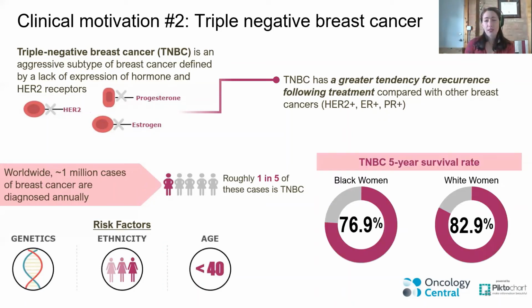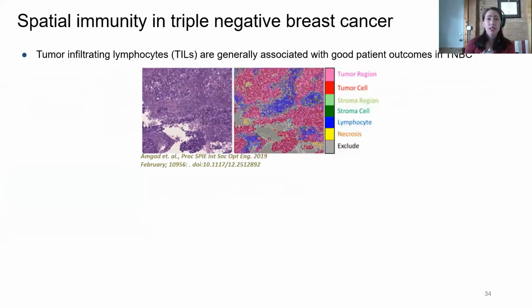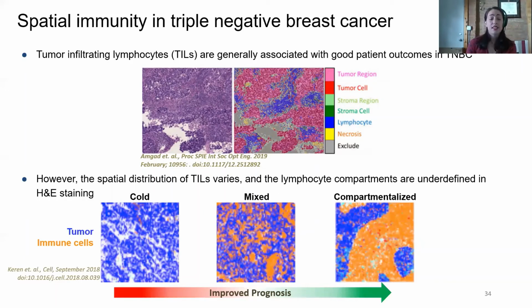Additionally, after we correct for this prevalence issue, Black women still have a lower 5-year survival rate than their white counterparts. So we want to investigate TNBC a little bit more, and specifically the tumor microenvironment. Tumor-infiltrating lymphocytes are generally associated with good patient outcomes in TNBC. If we look at a typical H&E pathology image, we can identify regions of tumors and regions of lymphocytes, but we want to know more about the different compartments of lymphocytes that exist here. Additionally, the spatial distribution of tumor-infiltrating lymphocytes varies, and this is associated with outcome as well.